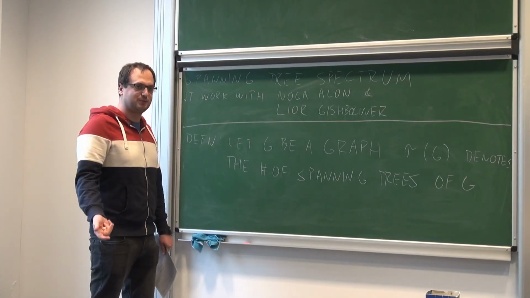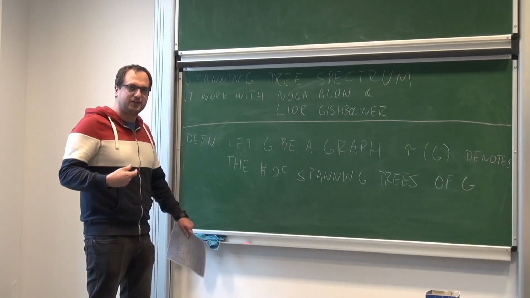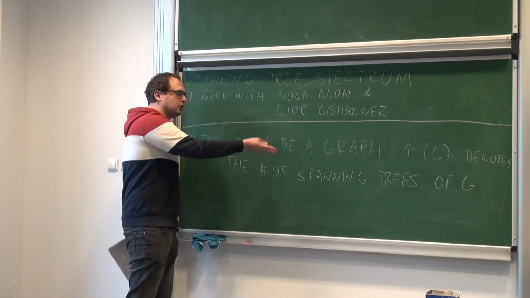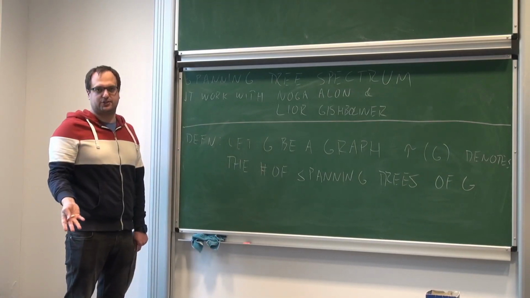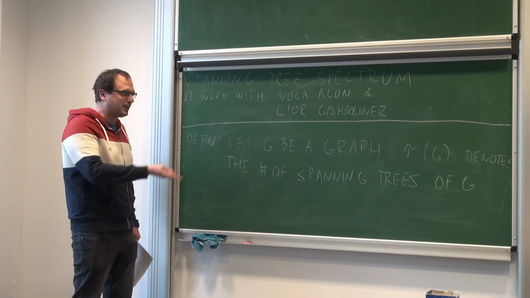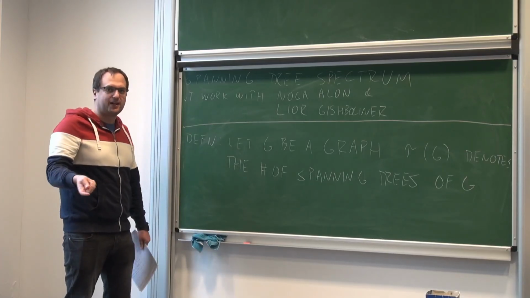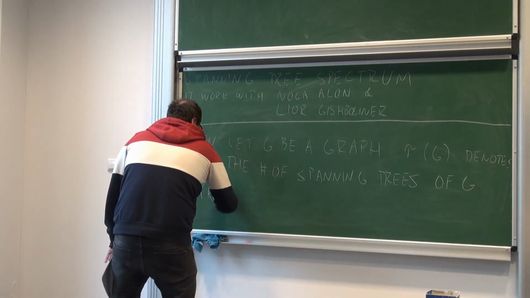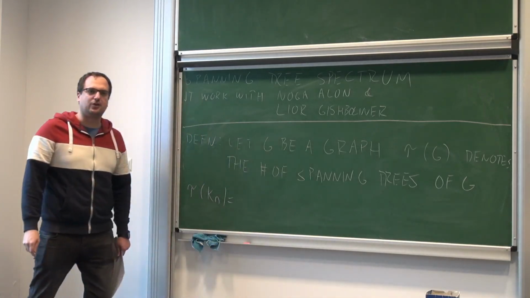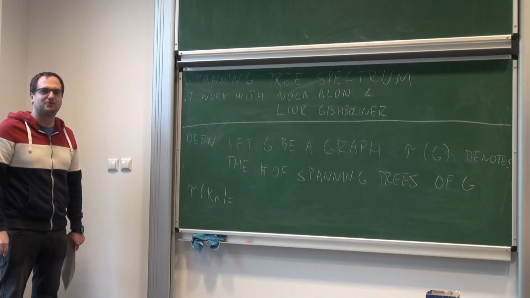So what is the maximum value it can take? If you think for a second, it's a monotone function, so if you keep adding edges, you just increase the number of spanning trees. So in particular, the clique will maximize it. And does anyone know what this function evaluates when we count the number of spanning trees of a complete graph on n vertices?